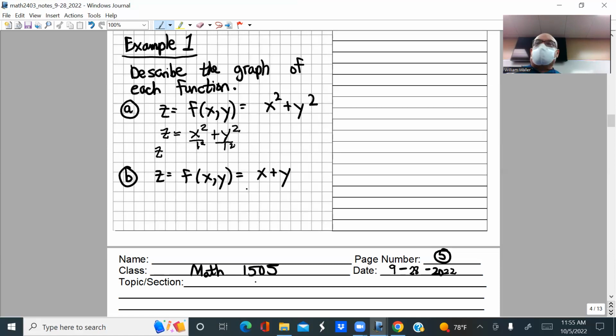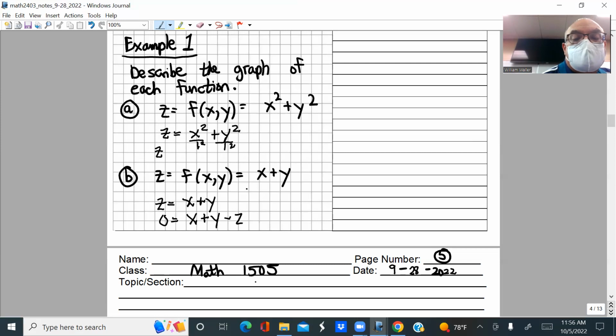What about B here? So what sort of picture will we get from this? Again, let's just drop the function notation. So we have z equals x plus y. That's not even second degree, because all of the variables are just raised to the first power, right? So that's just a first degree equation. What is a first degree equation in 3 variables? What does that give you? That's a plane, right? So that's going to be a plane.